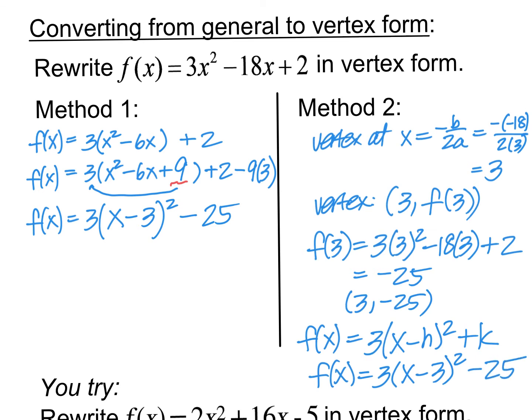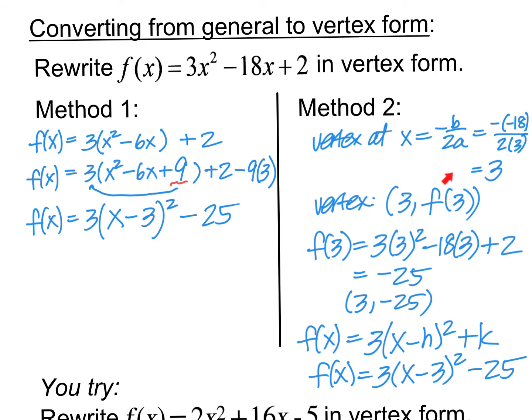So these are two different ways of converting from general to vertex form. One final note: the lowercase a value in the general form is going to be the same as the lowercase a value in the vertex form.